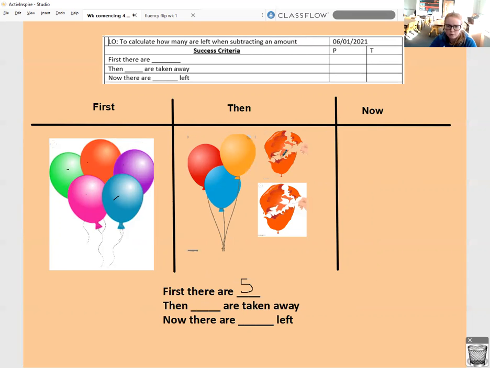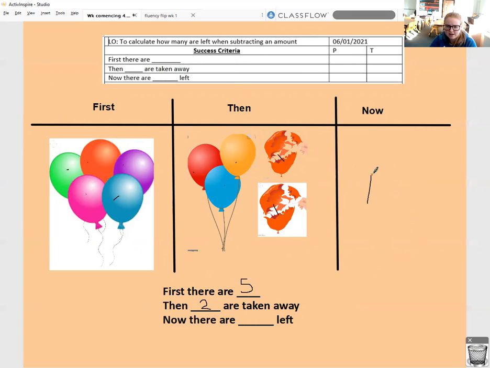So how many are taken away? 1, 2. 2 have been taken away. So first there are 5, then 2 are taken away. Now there are how many left? How many are left? Let's have a look. So we start with 5, we took 2 away, we've still got 1, 2, 3.